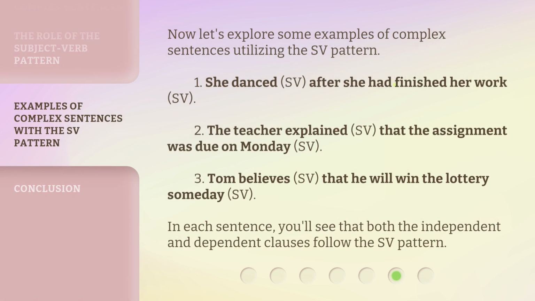Now let's explore some examples of complex sentences utilizing the SV pattern. 1. She danced, SV, after she had finished her work, SV. 2. The teacher explained, SV, that the assignment was due on Monday, SV. 3. Tom believes, SV, that he will win the lottery someday, SV. In each sentence, you'll see that both the independent and dependent clauses follow the SV pattern.